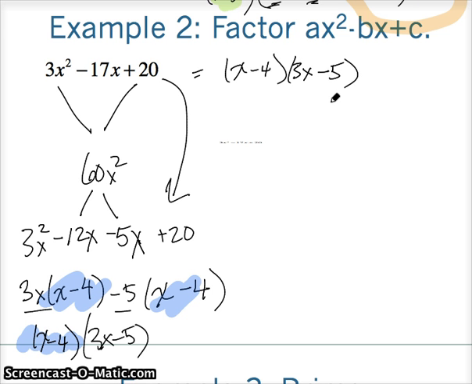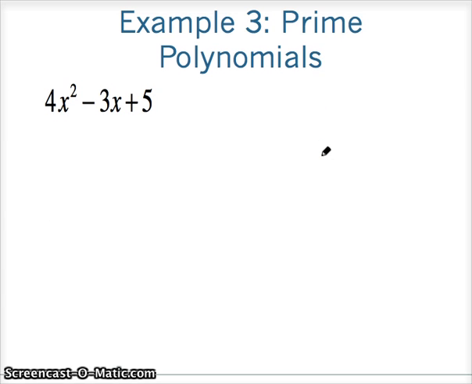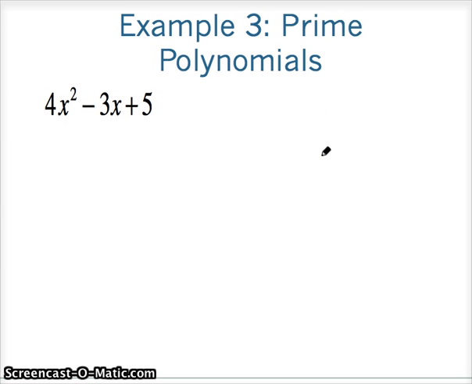Hopefully that makes sense. All right, if we have another fun one, prime polynomial. So if we were to try this and we had a situation where it was prime, and prime, we remember, means you cannot factor it, let's see what would happen. So I take my 4 and I take my 4x squared and I take my 5 and I get 20x squared. And then what I do is I'm now going to figure out what two numbers multiply to give me a positive 20x squared, yet add up to give me a negative 3.